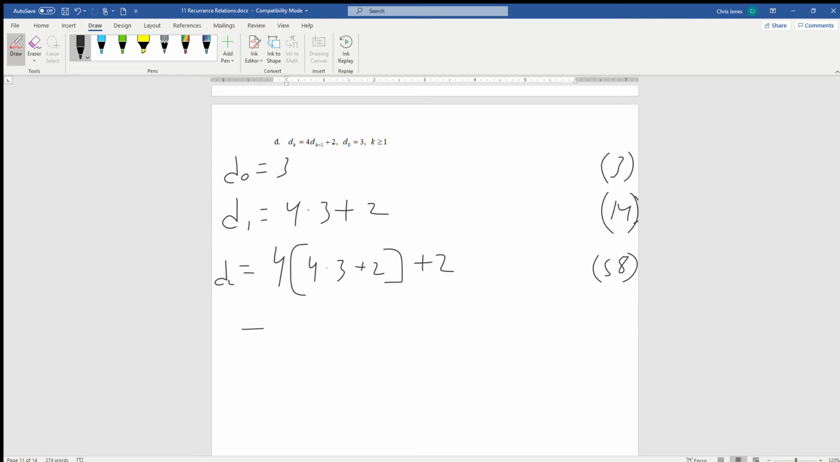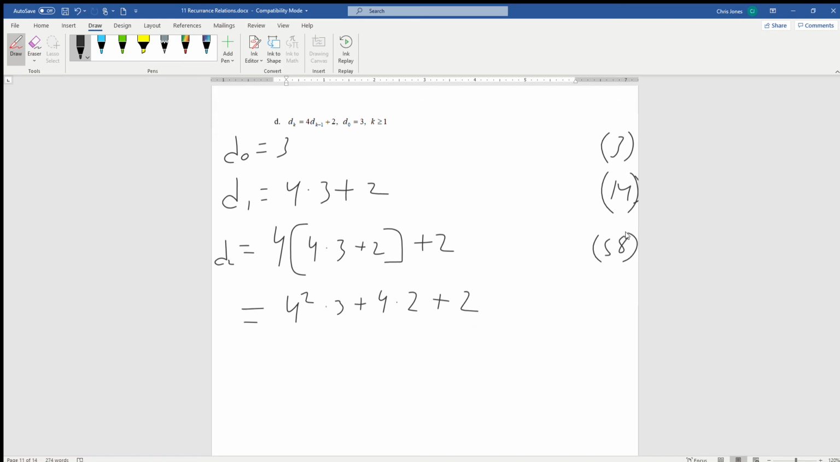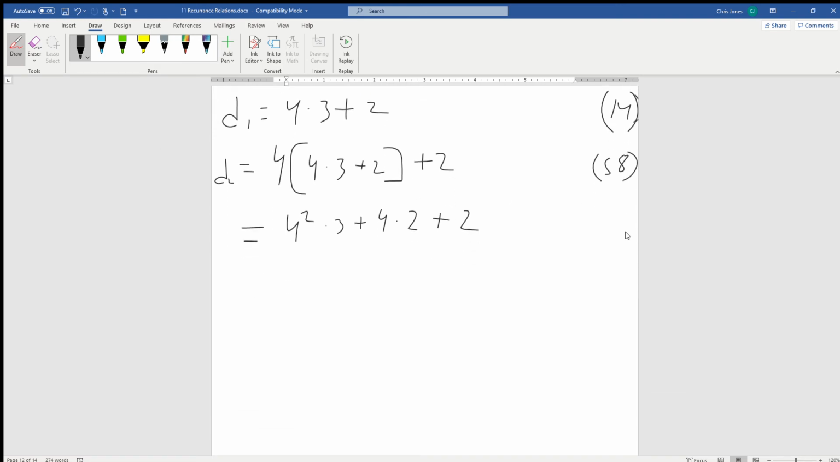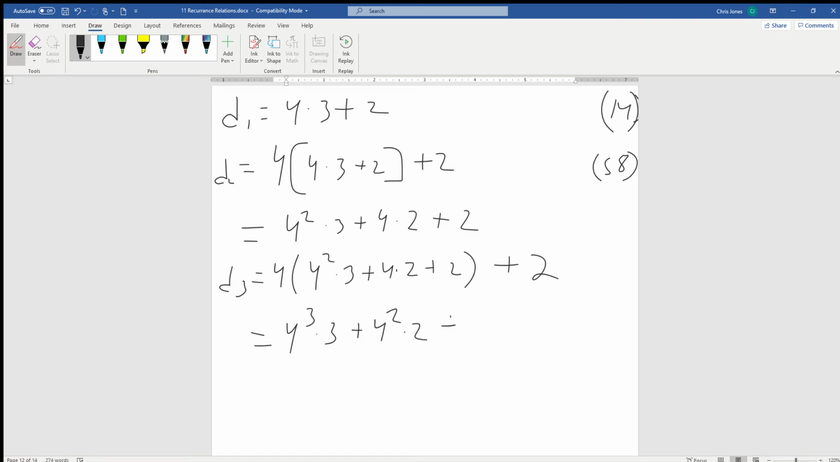Another way to write D2 would be 4 squared times 3 plus 4 times 2 plus 2, just by distributing the 4. Let's hold on to that, because that might be helpful or it might not. We'll see. D3 is 4 times the previous instance: 4 squared times 3, plus 4 times 2 plus 2, plus another 2. Another way to write D3 is 4 to the third times 3, plus 4 squared times 2, plus 4 times 2 plus 2.